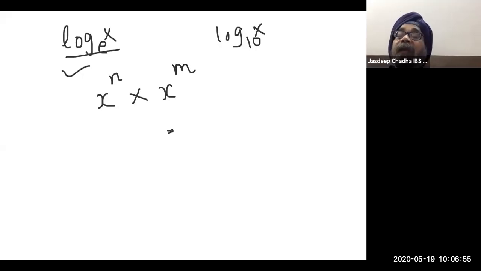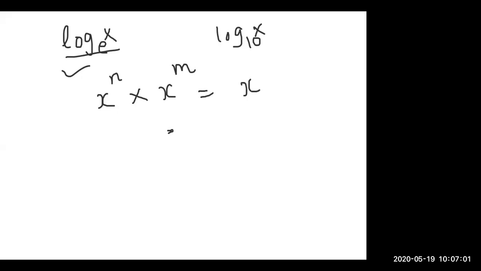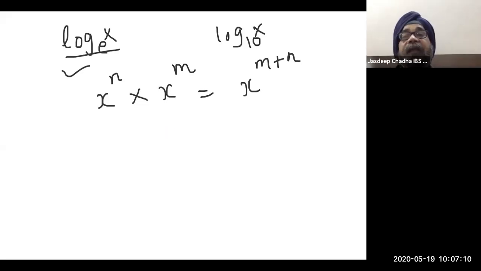Now, when we multiply these two, my net result as per the exponent laws is x to the power n plus m. Powers are added if the bases are the same. Correct? Okay, great.